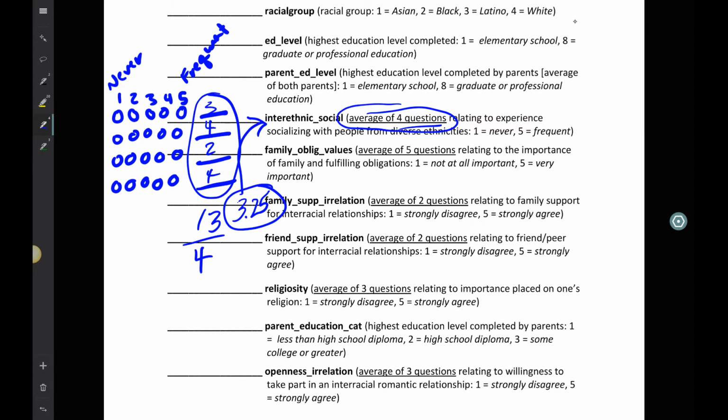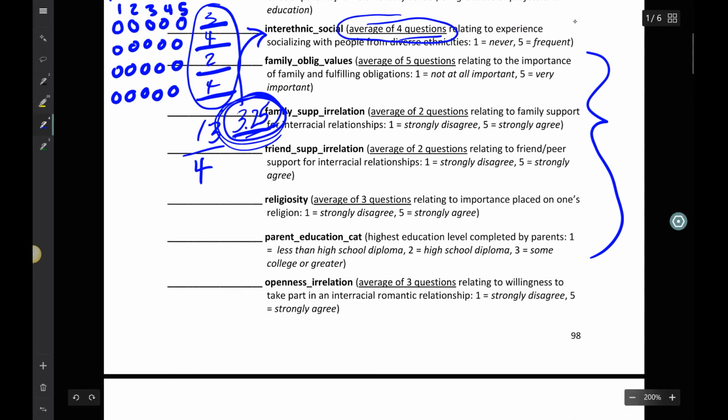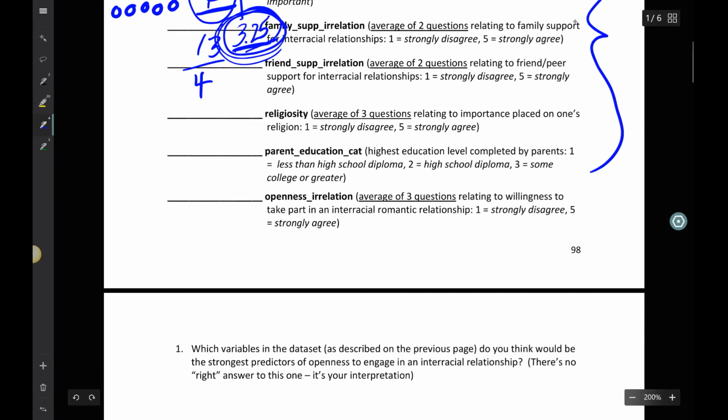So look out for those. What would this be? Would this be continuous or would this be categorical? Is this a category or is this on a range of numbers? Okay, so that'll give you a little help there. Keep that in mind as you consider the rest of these. So read through and do your best to understand what these different variables are representing, what they are.